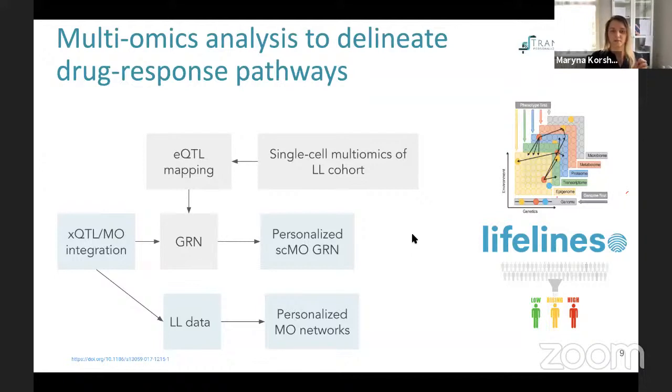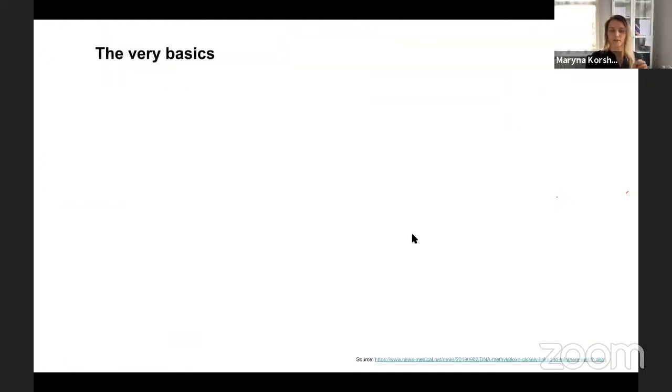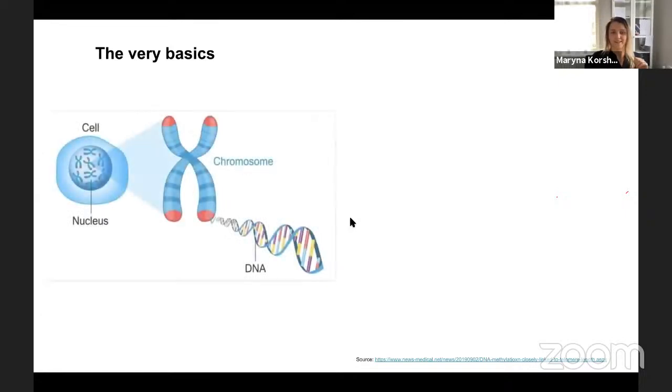And I would like to start with this introduction to the history of NGS and single cell analysis itself. So the very basic recap for single cell analysis is to remember that every metazoan organism consists of cells. Cells have a nucleus. The nucleus is the main compartment of cells that contains chromosomes, and chromosomes are entities in which DNA is compacted.